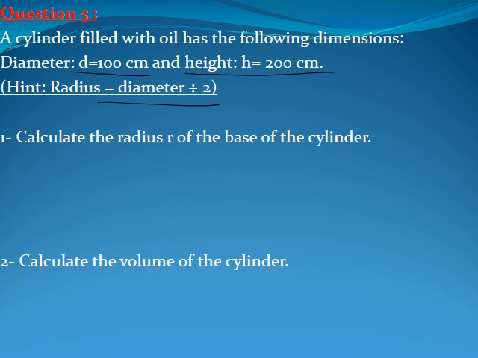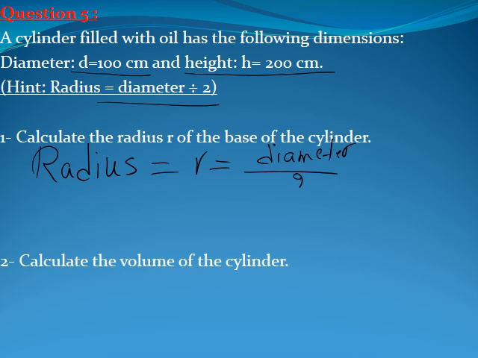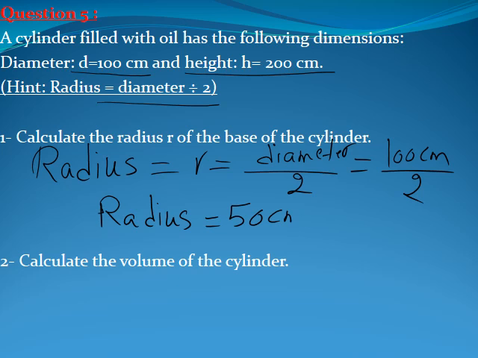Calculate the radius of the base of the cylinder. Yes, Tala. Radius is equal to what? You have to write the word completely. Radius equals R is okay, but not just R. Radius equals diameter over 2. Diameter is 100 centimeter over 2. So radius is equal to 50 centimeter. This is the radius.